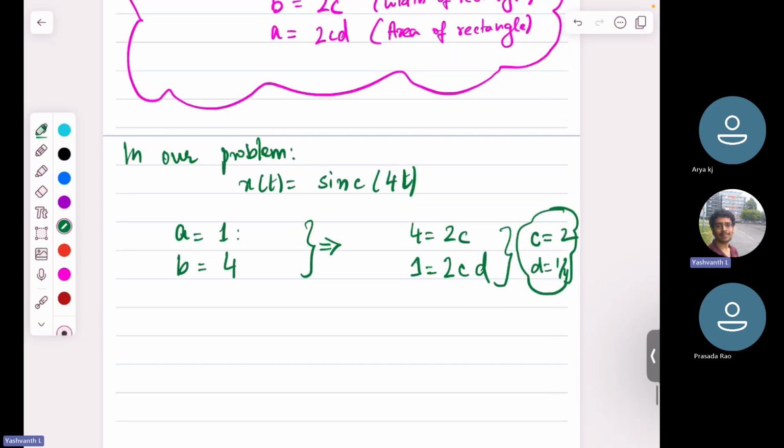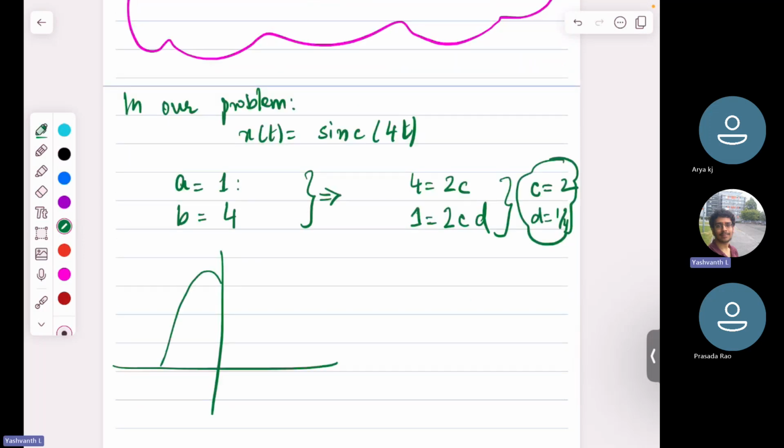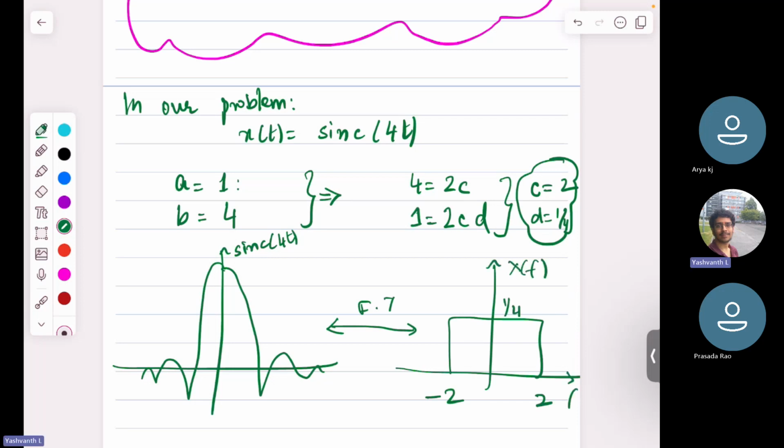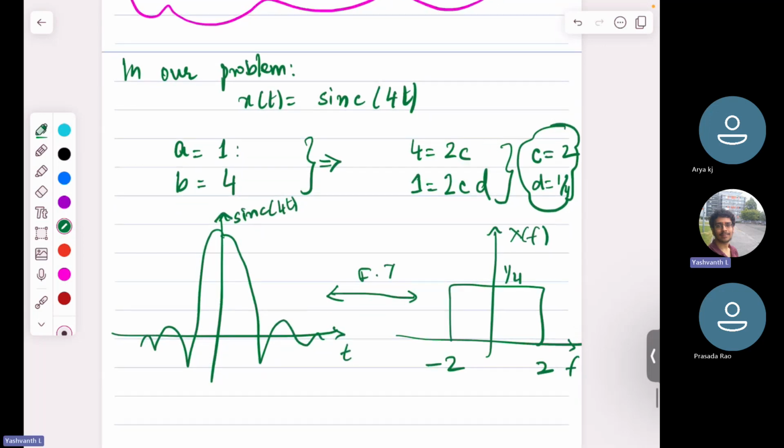That means what does it mean? It means that your sinc 4T in the time domain has the Fourier transform that ranges from minus 2 to 2 with amplitude of 1 by 4, X of f against f. Is it clear what I just told? I'm just saying your shortcut. Yes, sir. Okay.